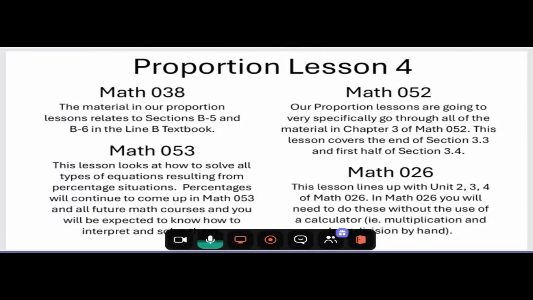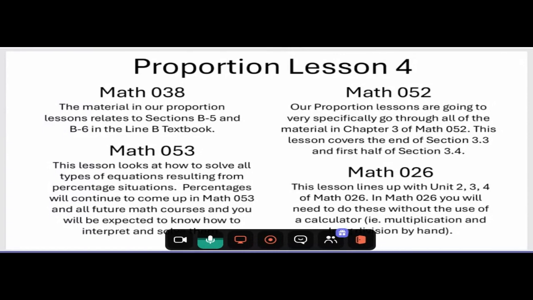Okay, and on to our fourth little lesson on proportion. And again, Math 026, 038, and 052 very specifically taught in your courses. Math 053, the skills in this chapter are definitely one of the things that does continue to come up. So, sometimes you learn something in math and it's sort of a little side thing, and you learn it in one course and it never really appears again.